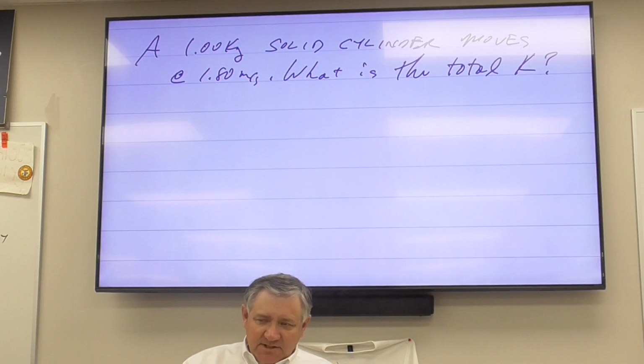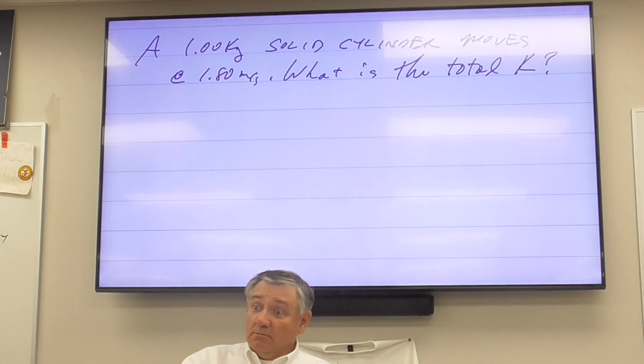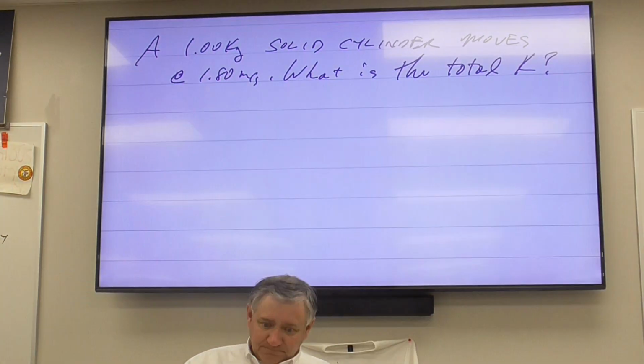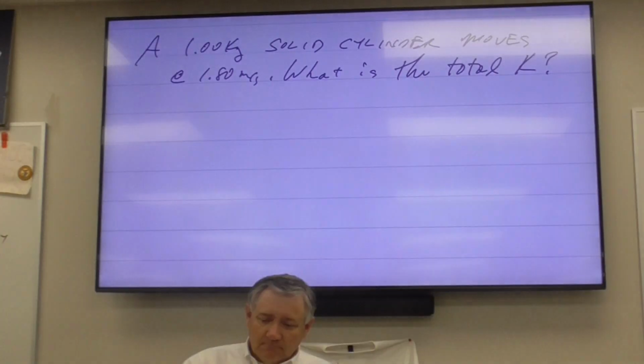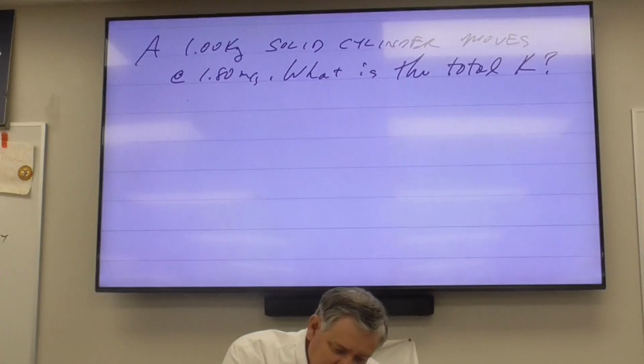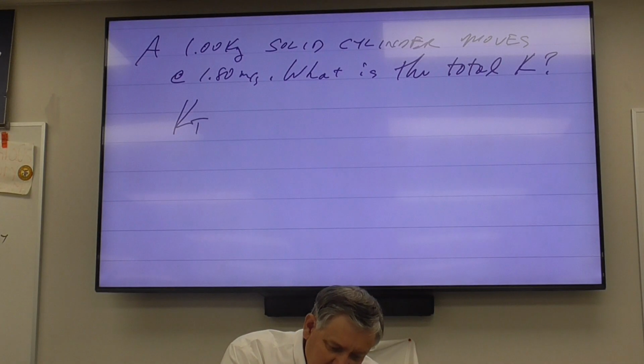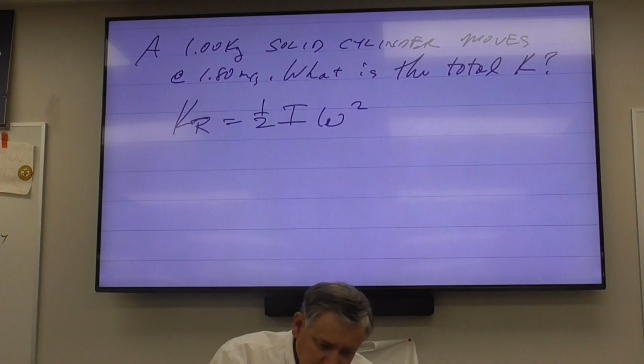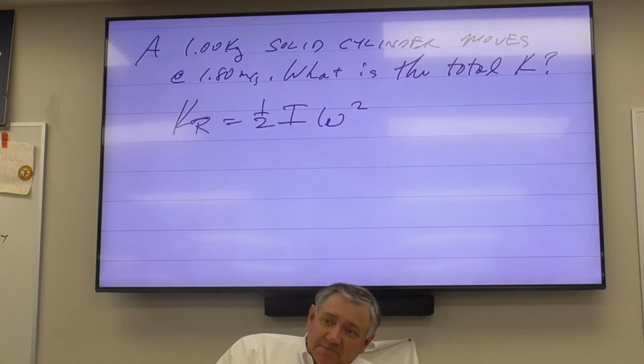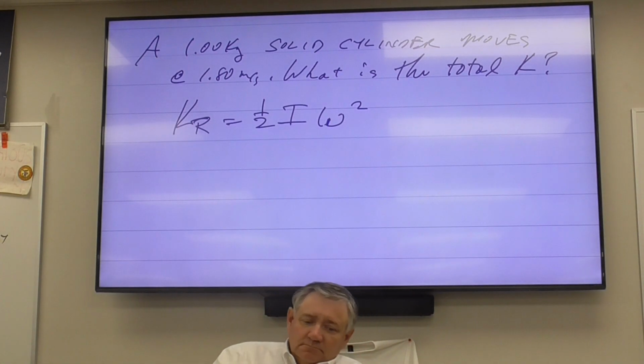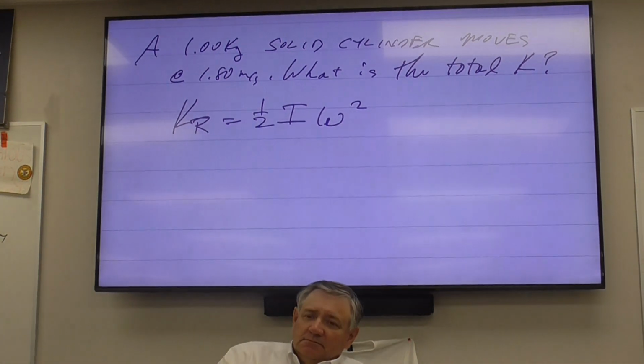What types of energy does it have? Kinetic. What kind? Rotational kinetic. Why rotational? Because it's rotating, it's spinning. So it's going to have a certain amount of rotational kinetic energy, which is 1/2 I omega squared. Now here's the problem with that. That's a train wreck right now.